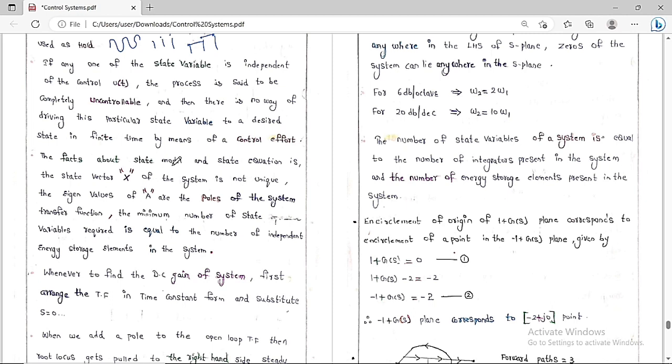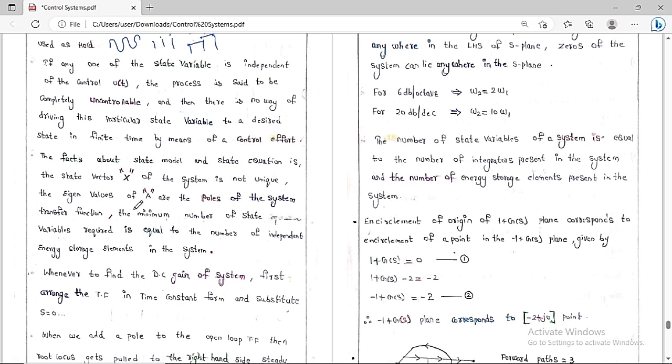So therefore we can say if any one of the state variables is independent of the control input u of t, then the whole process is said to be completely uncontrollable, and there is no way of driving this particular state variable to a desired state in a finite time by means of a control effort. So finally, in simple words: even if one of the state variables is not controllable, the whole process is called uncontrollable. Similarly, if one of the state variables is not measurable, then the whole process is called unobservable.